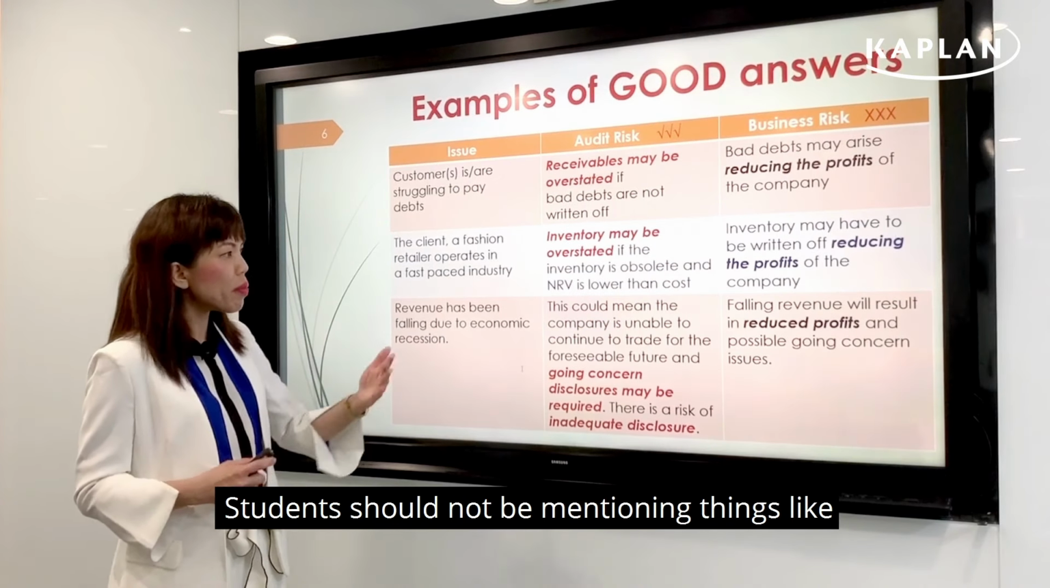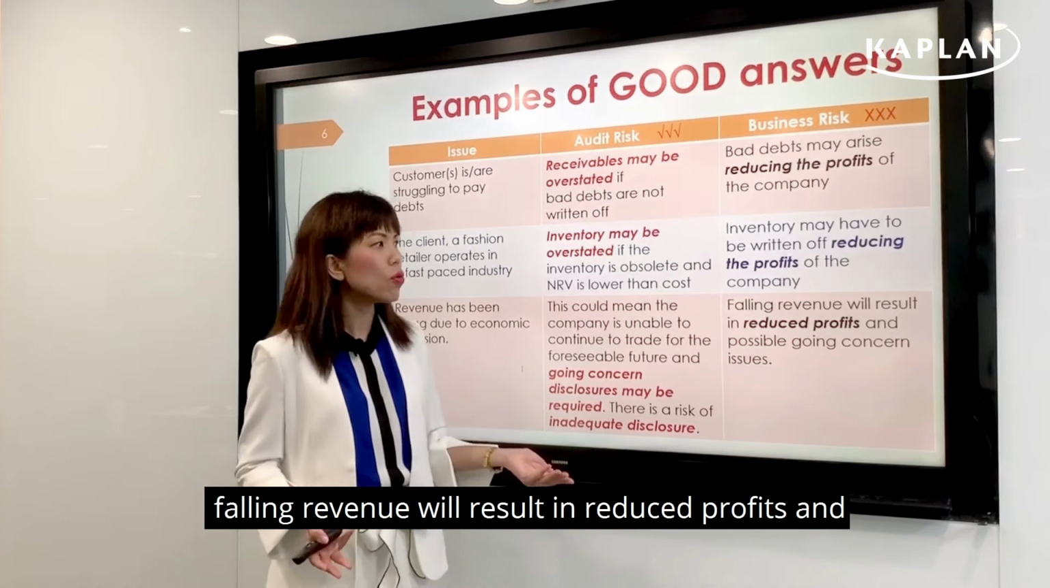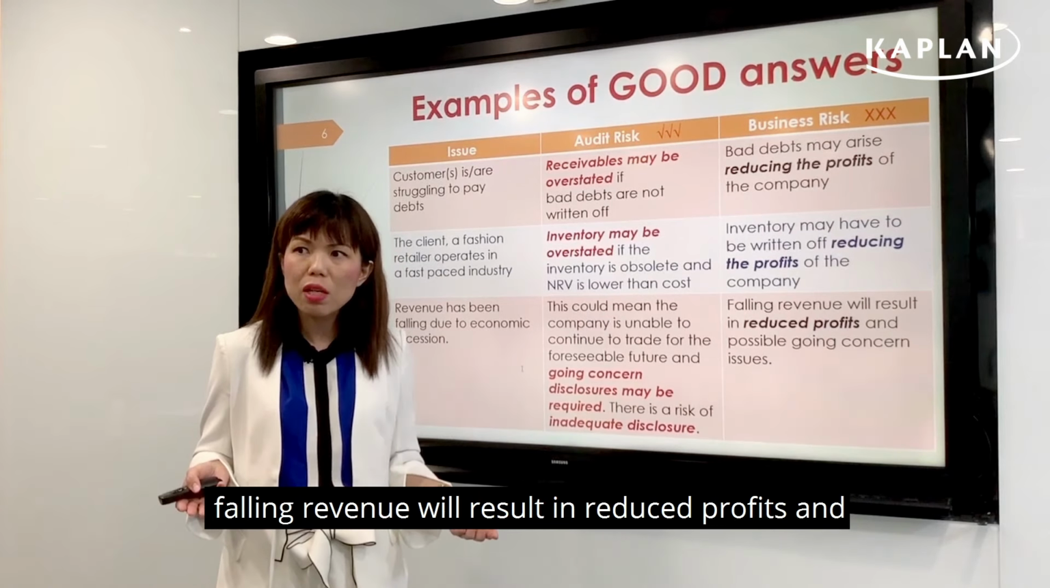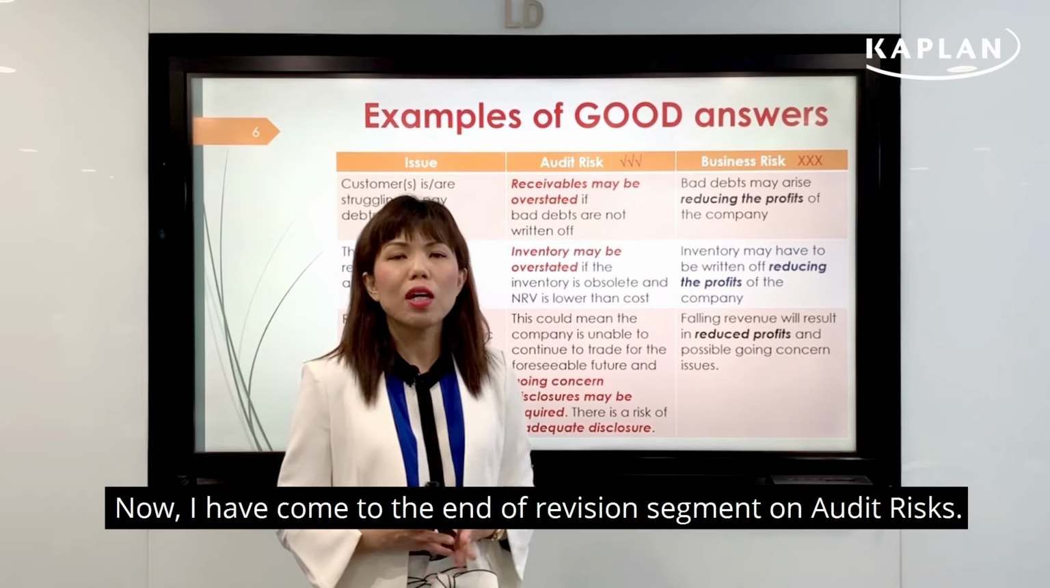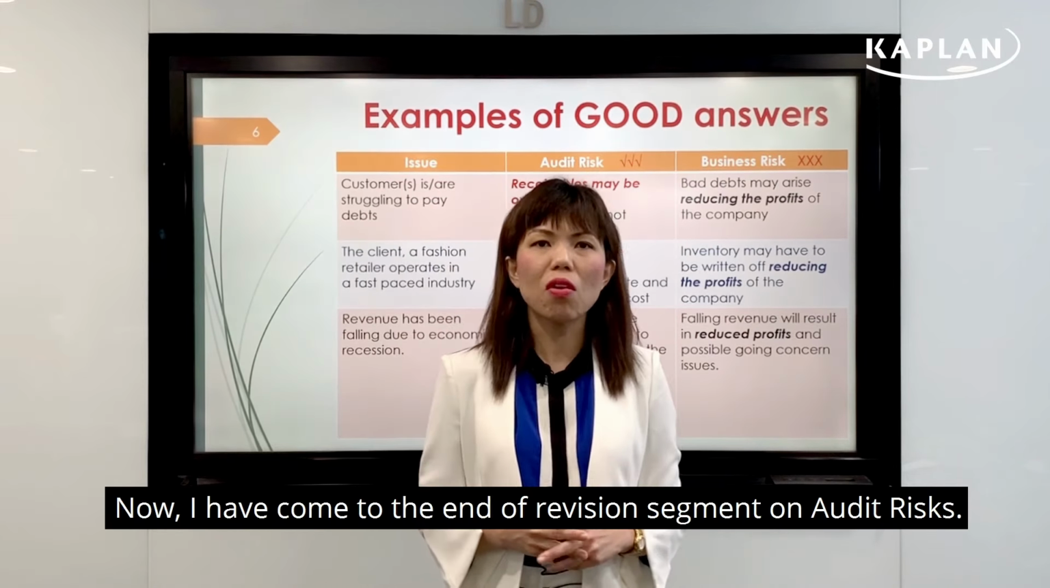Students should not be mentioning things like, falling revenue will result in reduced profits, as a result, possible going concern issues. Now, I've come to the end of my revision segment on audit risk.